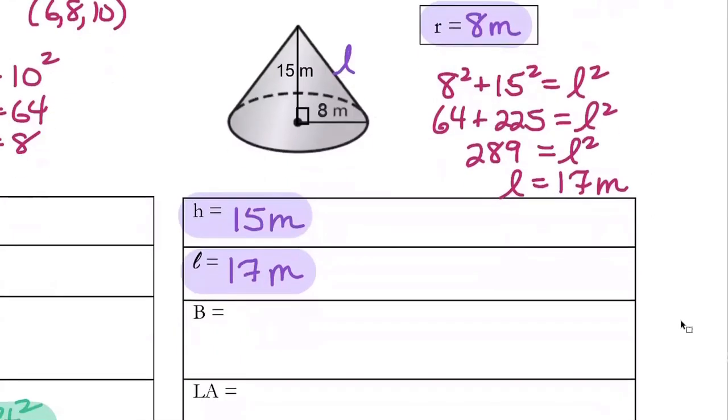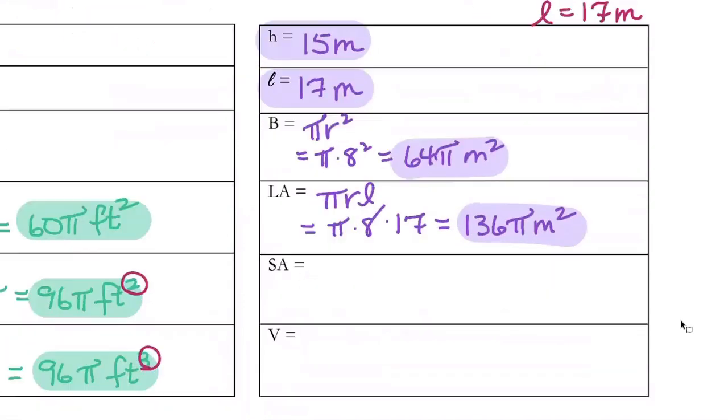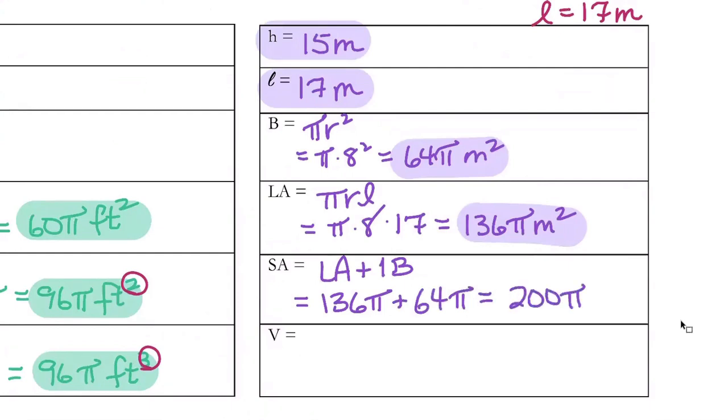All right, base area, pi r squared: 64 pi meters squared. Lateral area for a cone is pi r L. Pi times the radius, 8, times the slant height, 17, is 136 pi meters squared. Surface area is lateral area plus 1 base. Our lateral area was 136 pi, and we're adding on 1 base area, so 64 pi, which is 200 pi meters squared.